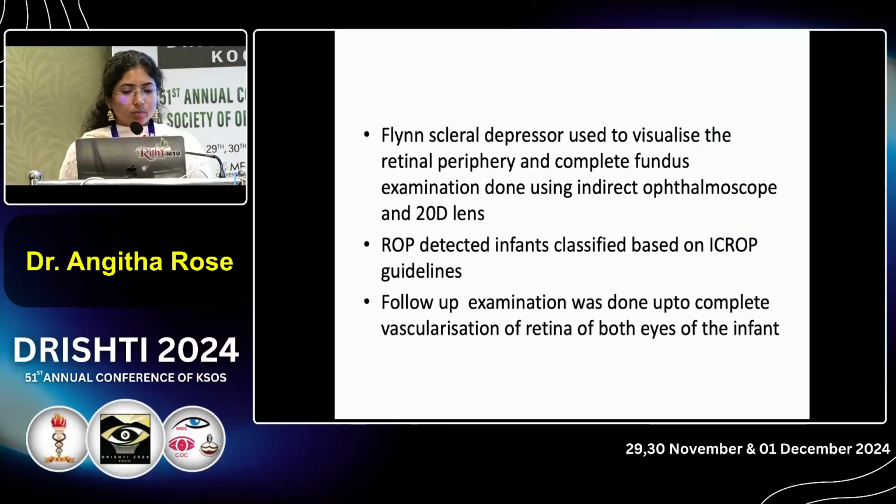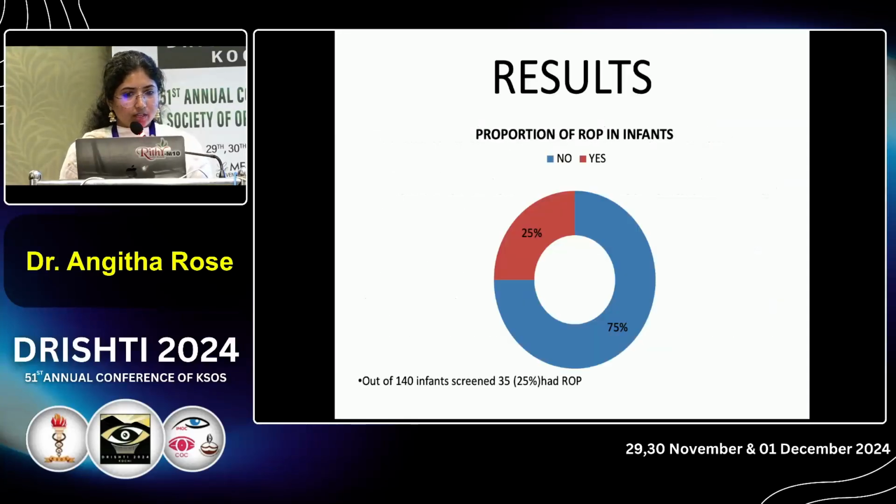ROP-detected infants were classified based on the ICROP guideline. Follow-up examination was done up to complete vascularization of the retina of both eyes of the infant.